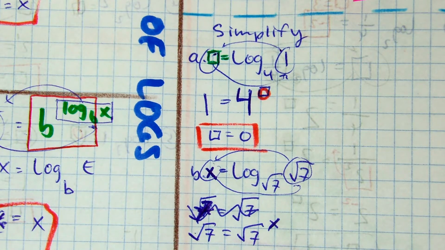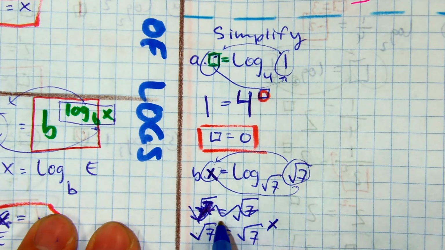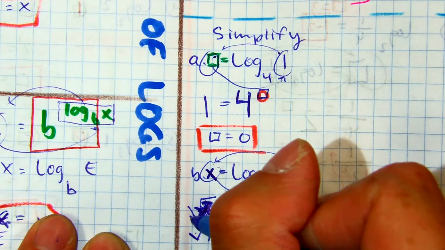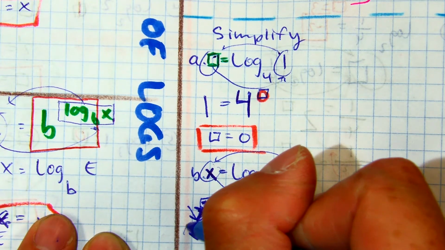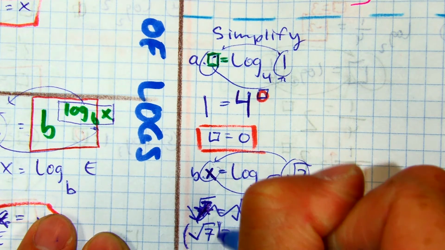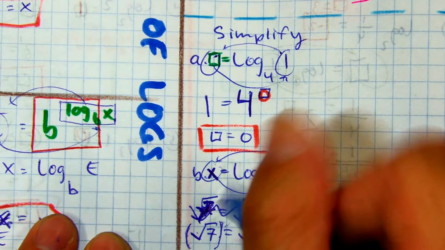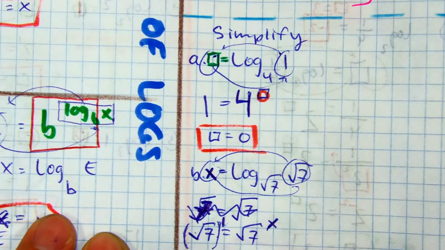And class, what's the invisible number up here? Okay, wait. Hold on. Let me put a parentheses around it. Maybe that'll help. What's the number outside here? 1. So the answer is x equals 1.